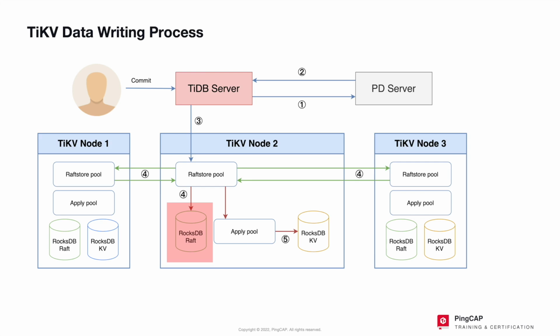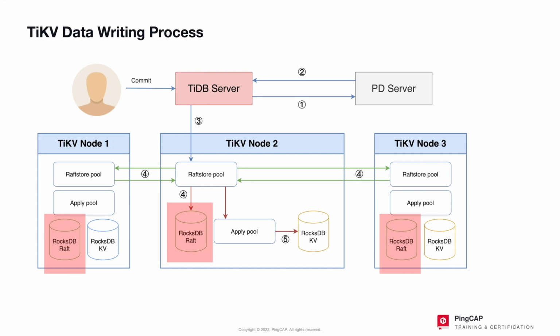When the leader node receives the write command, the Raft store pool serializes it into a Raft log and submits it to the RocksDB Raft for persistence, and this is an append. At the same time, the Raft store pool is also responsible for distributing the Raft log to the TiKV nodes. This is replicate processing, where the followers are located. When the majority of followers in the cluster receive this Raft log, it is considered committed.